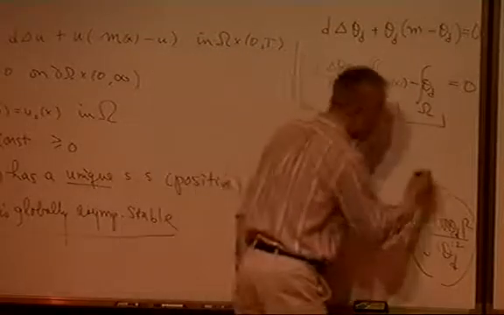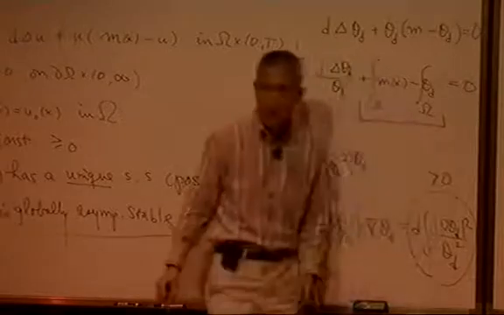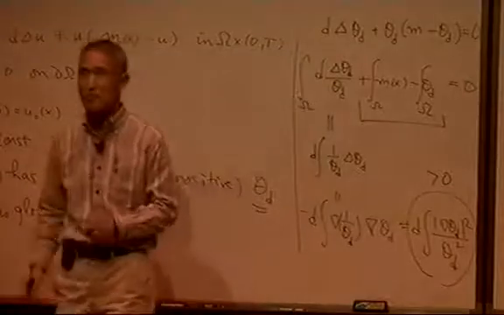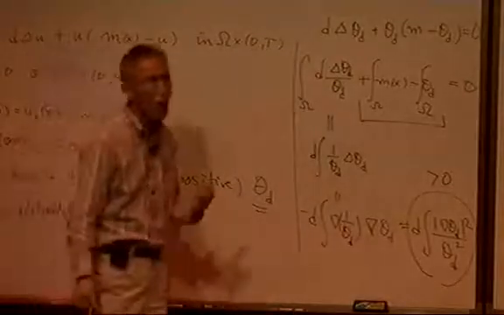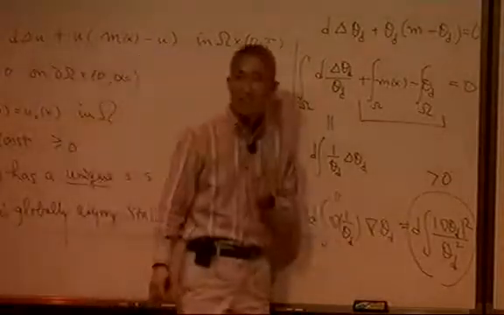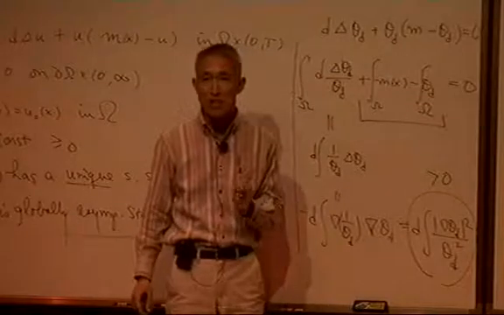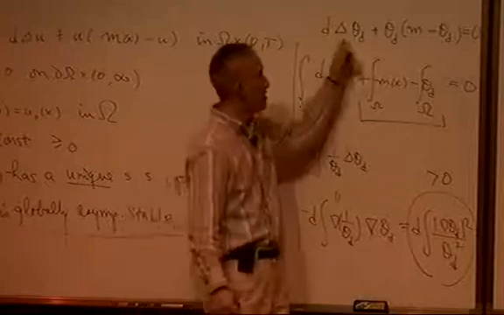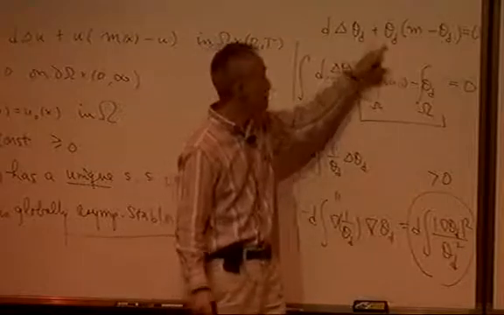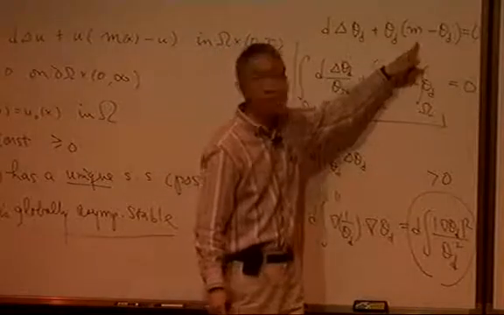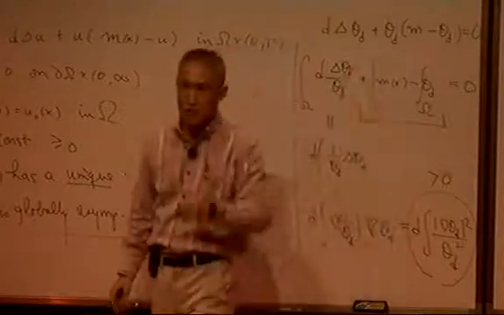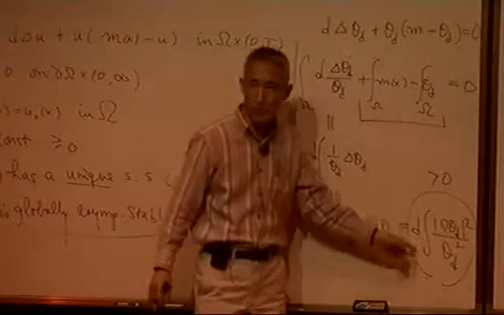But this term is positive because gradient theta d can never be identically 0. Why? Because if gradient theta d is identically 0, then theta d is a constant. If theta d is a constant, this is 0, this is a constant, m is not a constant, this is a constant. The equation can never be satisfied. So this is strictly positive.